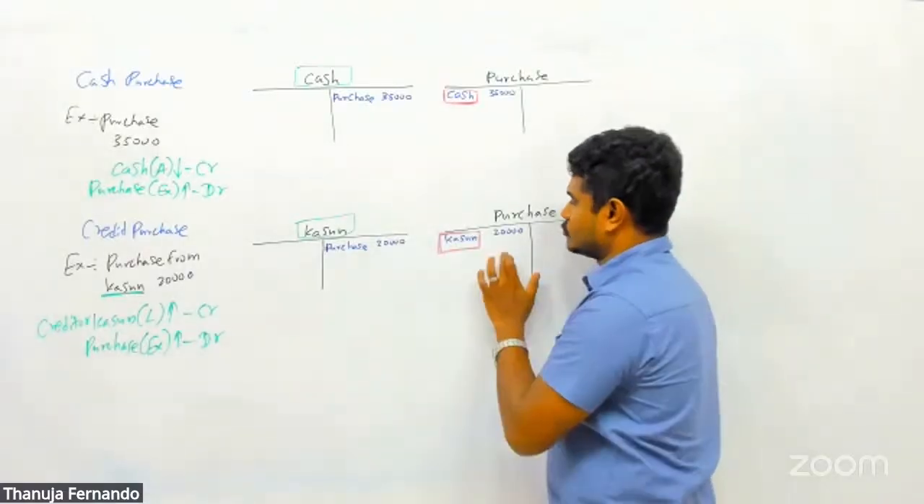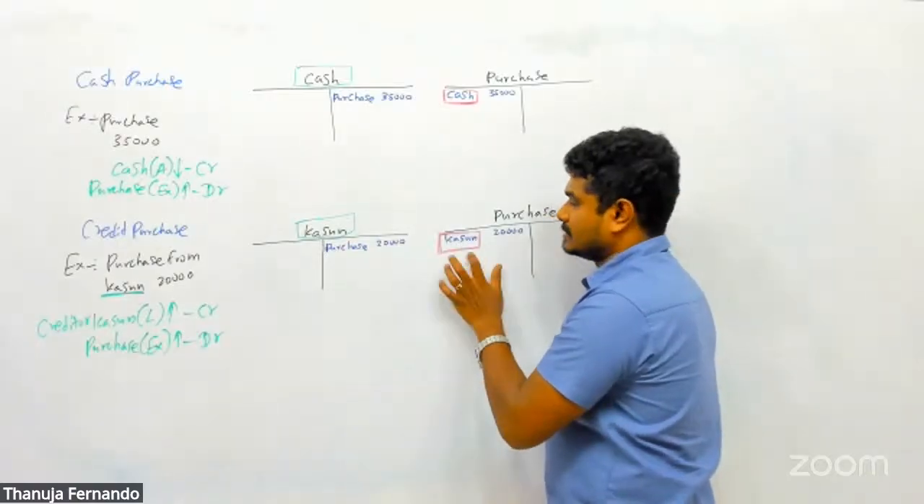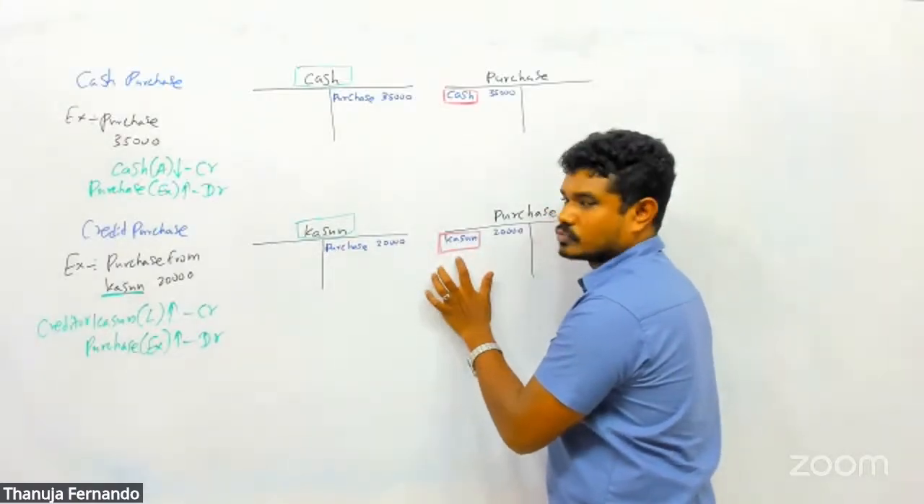Here, this one, we have purchased this 20,000 worth of stock. This is not a cash basis because we have taken it from Kasul.